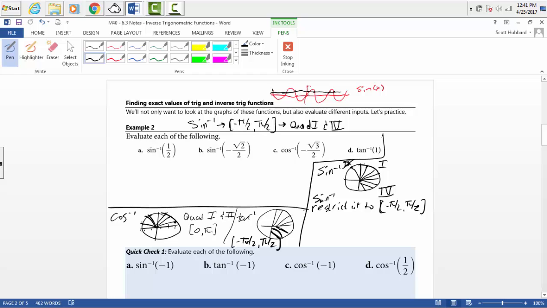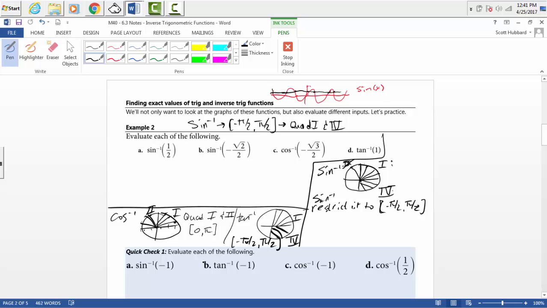Okay, so sine inverse is quadrant 1 and 4. It's over here and here. So is tangent. Tangent is quadrant 1 and quadrant 4 as well. And cosine, though, is the odd duck. It's quadrant 1 and it's quadrant 2.